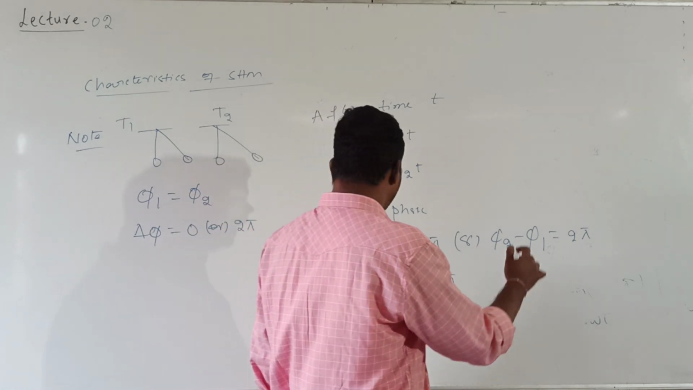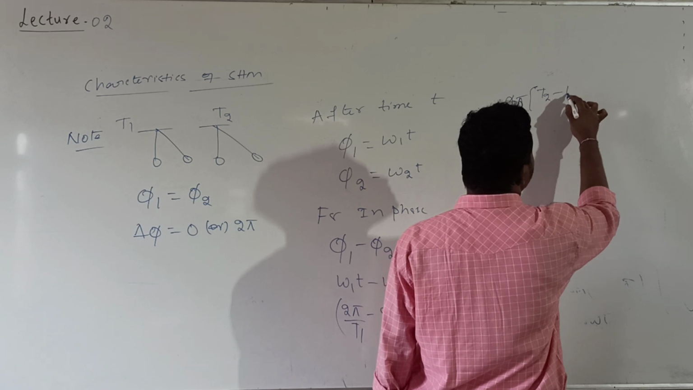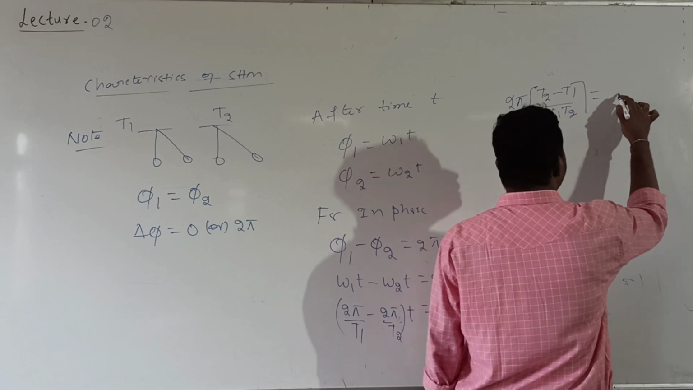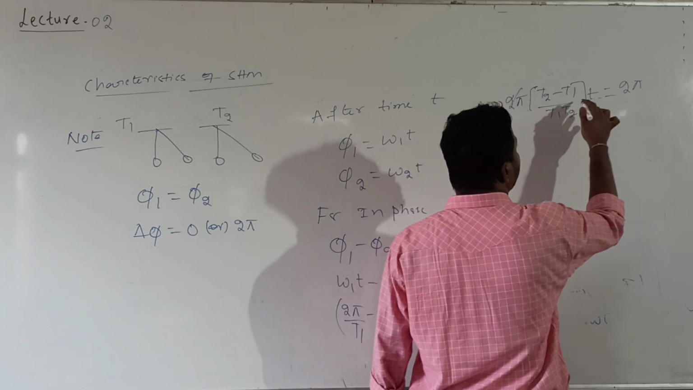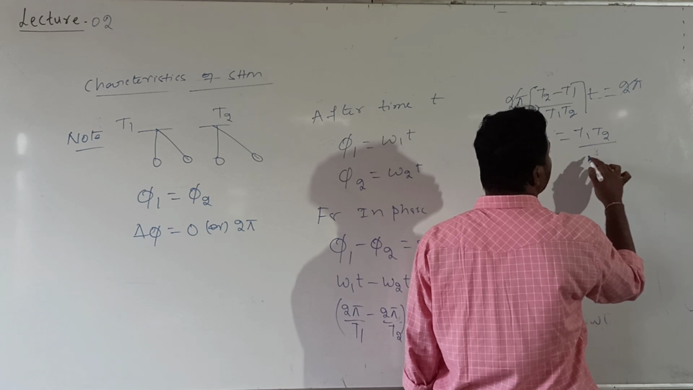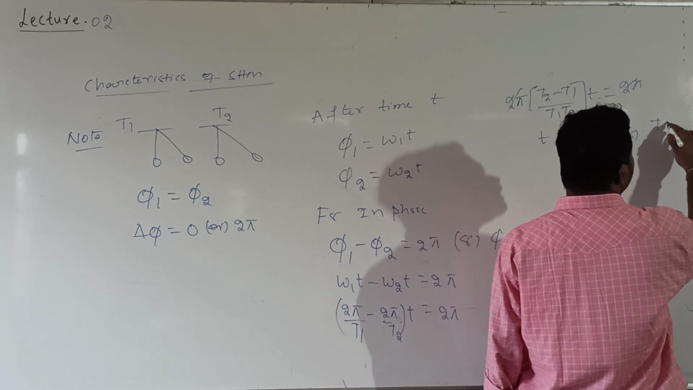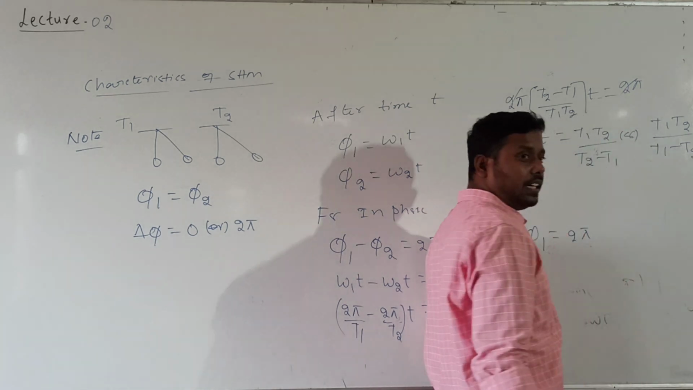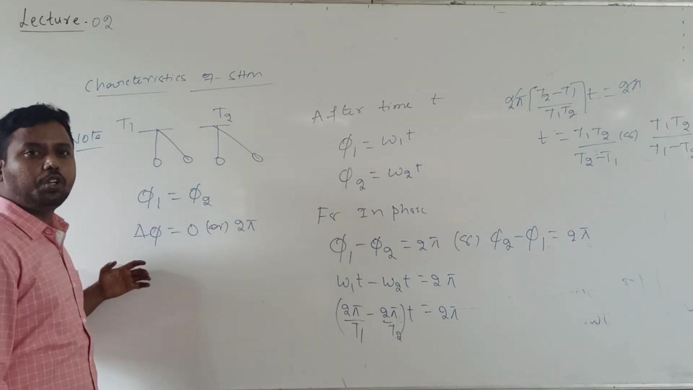Then from this, what can I write? If I take 2 pi common, then (t2 minus t1) divided by (t1 into t2) will be equal to 2 pi into small t. From this, 2 pi cancels. What is small t? Small t is equal to t1 into t2 by t2 minus t1, or otherwise it can also be written as t1 into t2 by t1 minus t2. Whenever t1 is greater than t2, use t1 minus t2. Whenever t2 is greater than t1, use t2 minus t1.